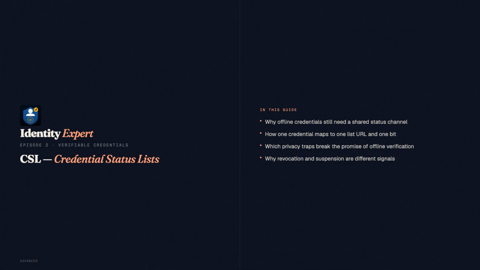In this guide: why offline credentials need a shared status channel, how Bitstring status list entries map one credential to one bit, which privacy traps matter most, and why revocation differs from suspension.